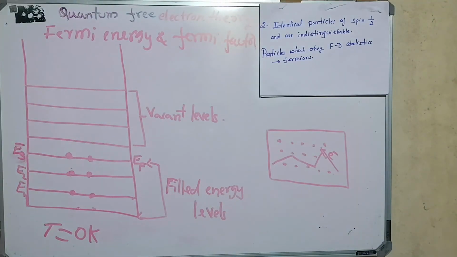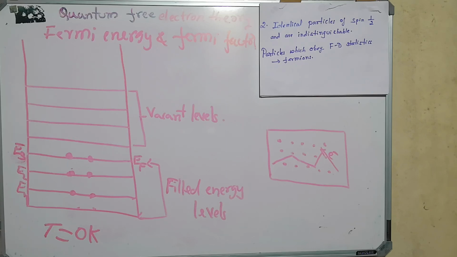Second condition is that the particles considered are identical and indistinguishable. That means all the particles should have the same mass, same charge, all parameters identical. Then you can say they are identical particles, and you cannot distinguish one particle from another. Example is electrons. If you consider n electrons, you cannot say this is electron A, this is electron B, this is electron C, because all electrons have the same mass, charge, shape and spin.